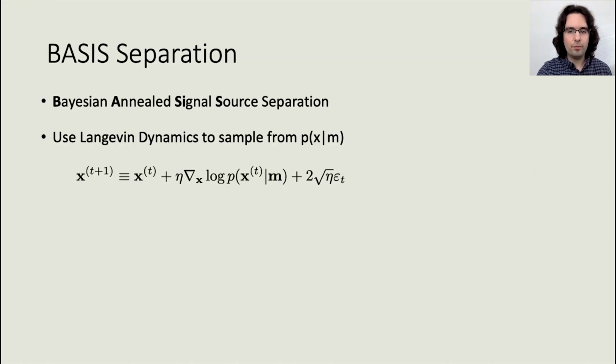The idea of our algorithm, which we call basis separation, is to sample from the posterior using Langevin dynamics. If you're not familiar with Langevin dynamics, it's an iterative procedure that looks a lot like gradient descent, with the addition of a noise term epsilon in each gradient update. Under certain conditions, the iterates x sub t converge to a sample from the posterior distribution. In practice, mixing is far too slow.